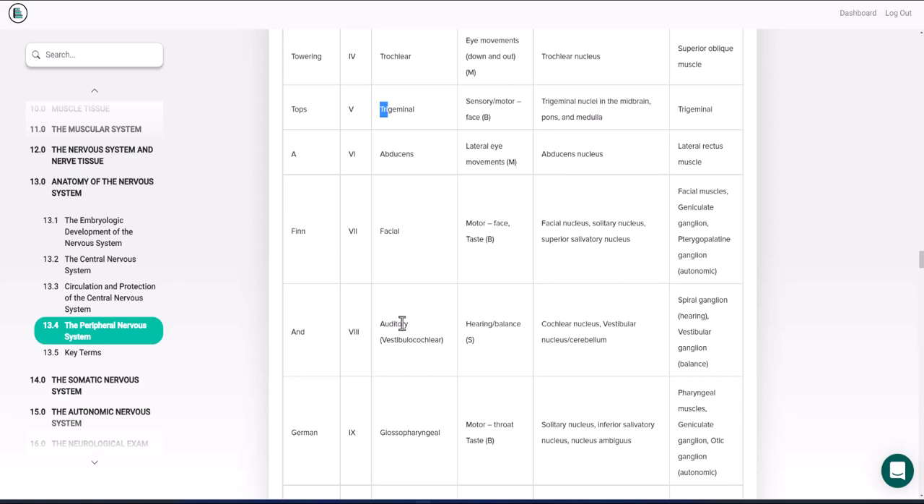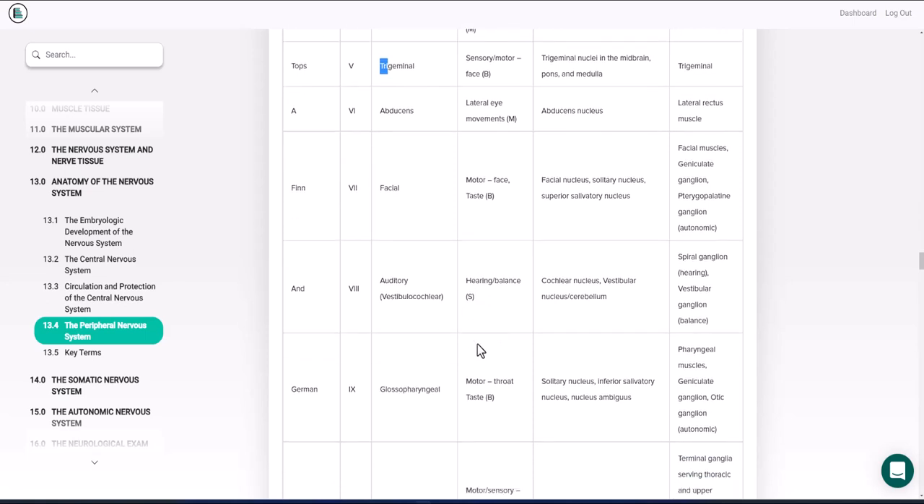Number 8, the auditory, or what the lab book will call more the vestibular cochlear. That's the way I will also refer to it. Vestibular cochlear, because it has two parts. It's responsible for your vestibular system, your balance, and your hearing from the cochlea, hence its name. But it only is sensory. It is sensing your balance and your hearing.